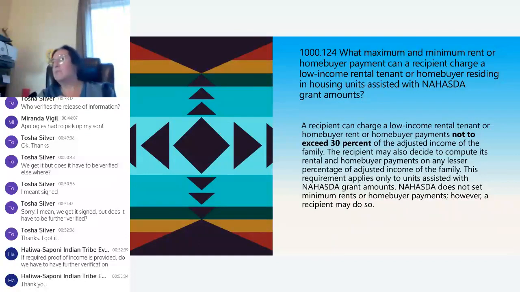Okay? You can set a minimum rent, but the law reads that if your minimum rent exceeds 30%, you still can't charge them that. Okay, so just make sure that you're adhering to that. You always do that 30% test.